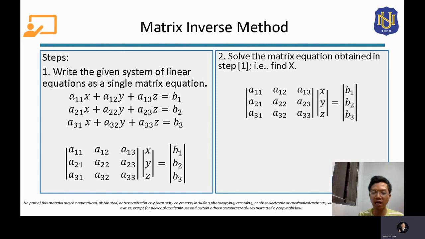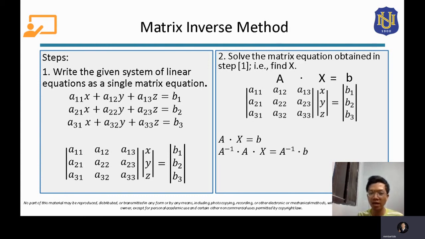So here in this matrix equation, we can denote this coefficient matrix as capital letter A. And then we can denote this column of all the variables x, y, and z as capital letter X. And then we will denote all the constants B1, B2, B3 as B. So this A times X equal to B is this matrix equation.